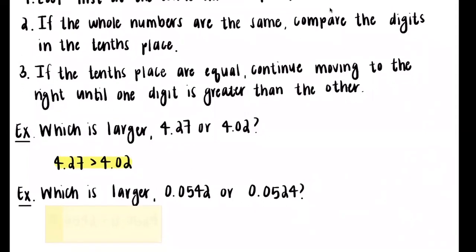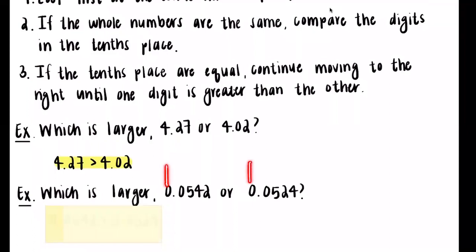Okay, and now we have which one's larger, 0.0542 or 0.0524. So again, they're purposely going to put numbers super close to one another because they recognize that someone is going to skim through and make a mistake. So again, just go step by step.